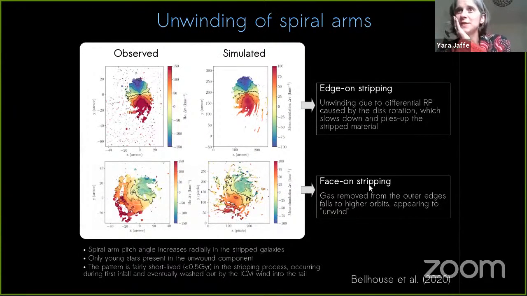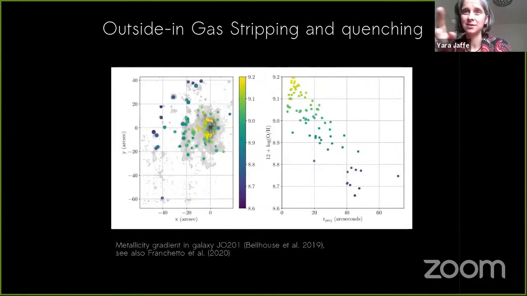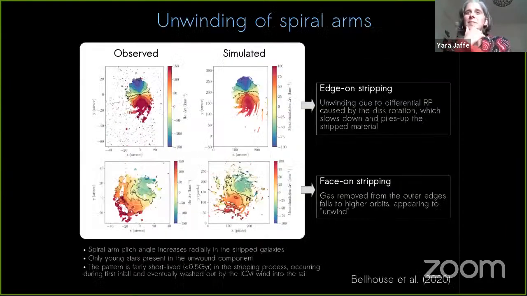Another interesting result that came out recently from a paper by Callum Bellhouse is another unexpected finding that we started seeing in some of these galaxies, actually in these galaxies where we saw it first. Evidence that the spiral arms of these stripped spiral galaxies are being unwound or broadened, if you like. And actually, it makes sense.